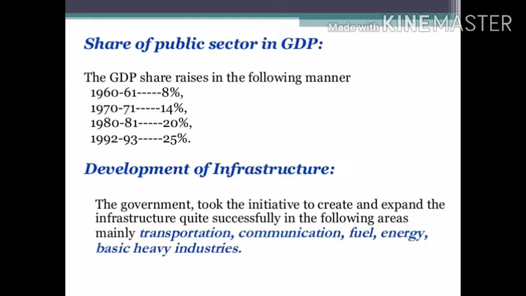Next role is share of public sector in GDP. The GDP share rises in the following manner. 1960-61 it was 8%. 1970-71 it was 14%, 1980-81 it was 20%, 1992 to 1993 it was 25%. So, as you can see, there is an increase of 5% in every step.